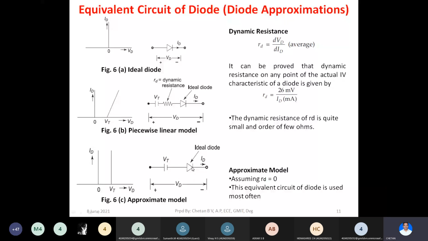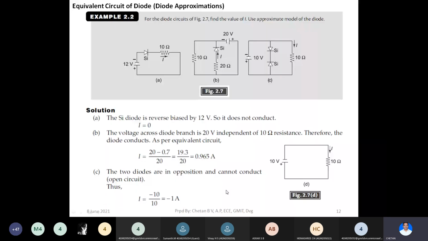After having a quick knowledge of this, we discussed some of the numericals in the last class. This is the first one, where we find the value of the current I in each of these circuits. In the circuit of figure 2.7a, we have a diode which would be reverse biased, therefore the value of I would be 0.